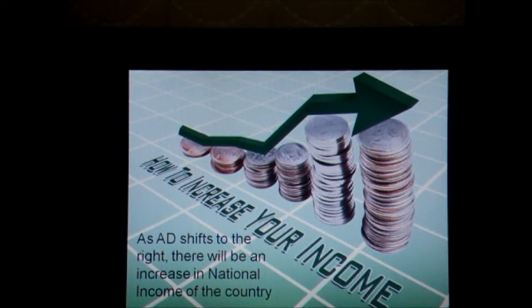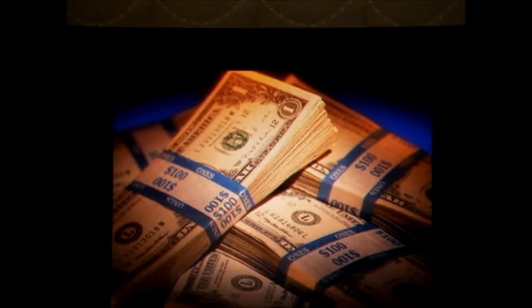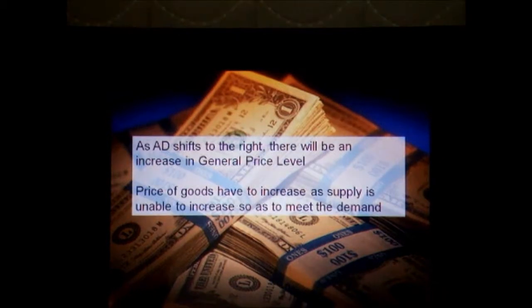As the AD curve shifts to the right, there will be an increase in the national income of the country. As for the general price level, since there is a shift of the curve to the right, there will be an increase in the general price level. As there is now a greater demand for goods and services, the suppliers are unable to supply more to meet the demand. The price for the particular good or service will have to increase.